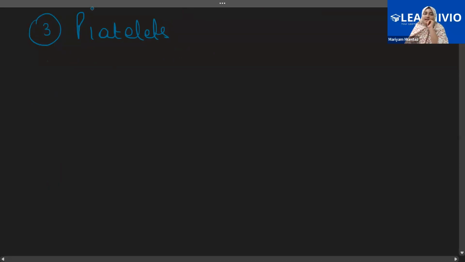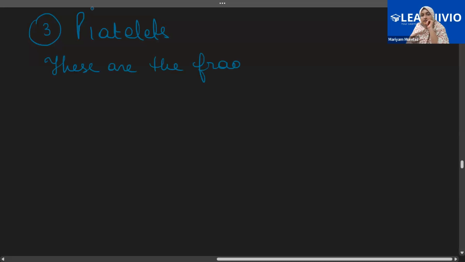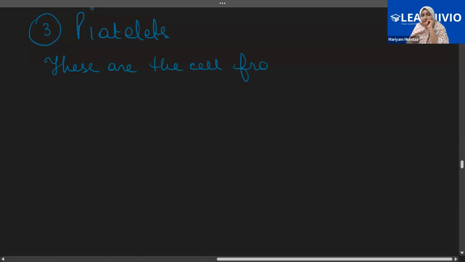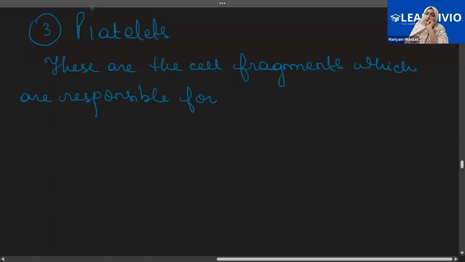Okay, so platelets are cell fragments which are responsible for clotting of blood.